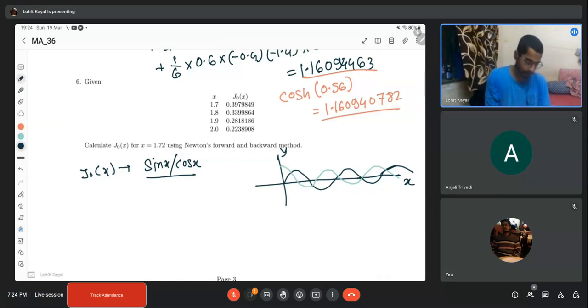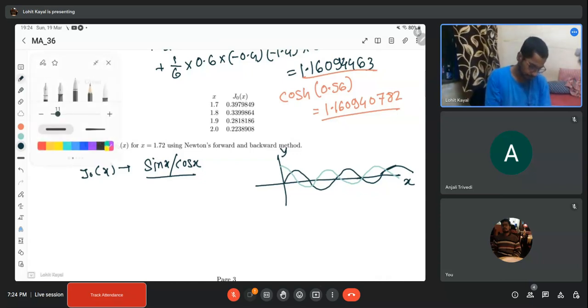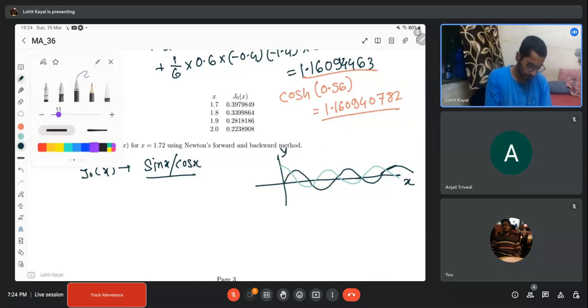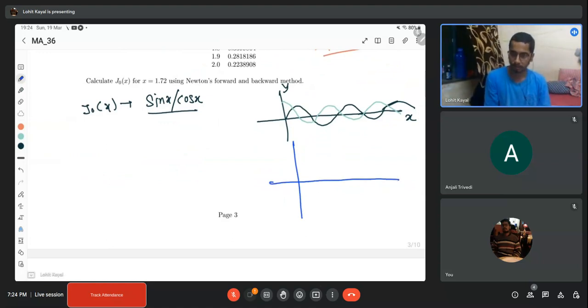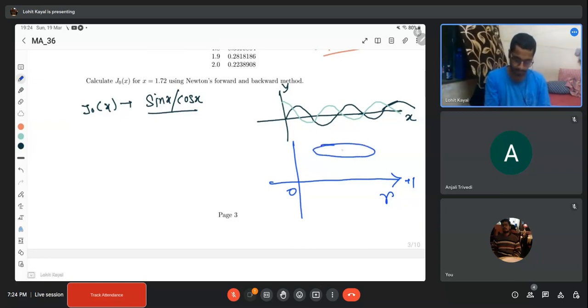But your J naught x, I am drawing the curve. So this is your radial coordinate, this is your r direction. Remember that unlike the Cartesian coordinate, the radial direction always increases. This is 0 and this is 1. This is because of the rotational symmetry. Actually this is on a cylinder. And this is the plot, 0 to some r.